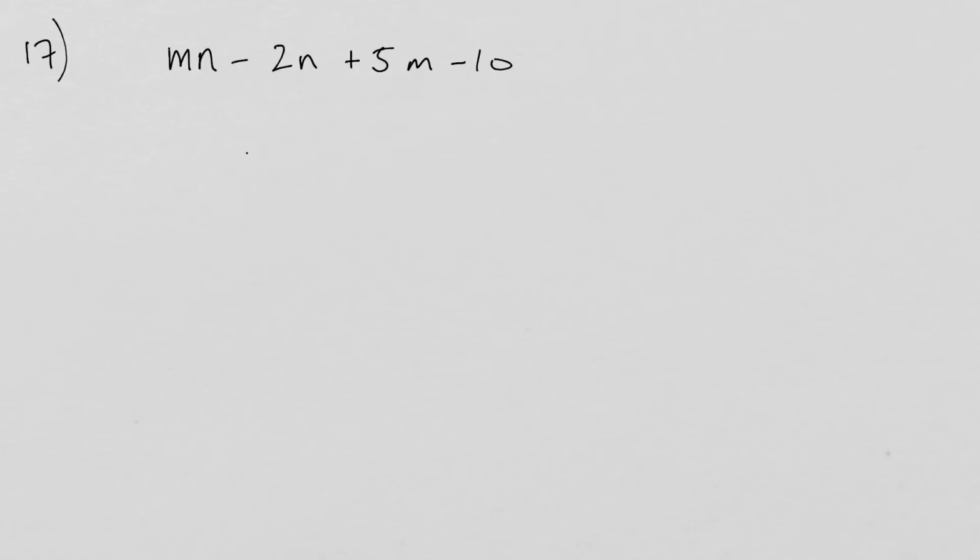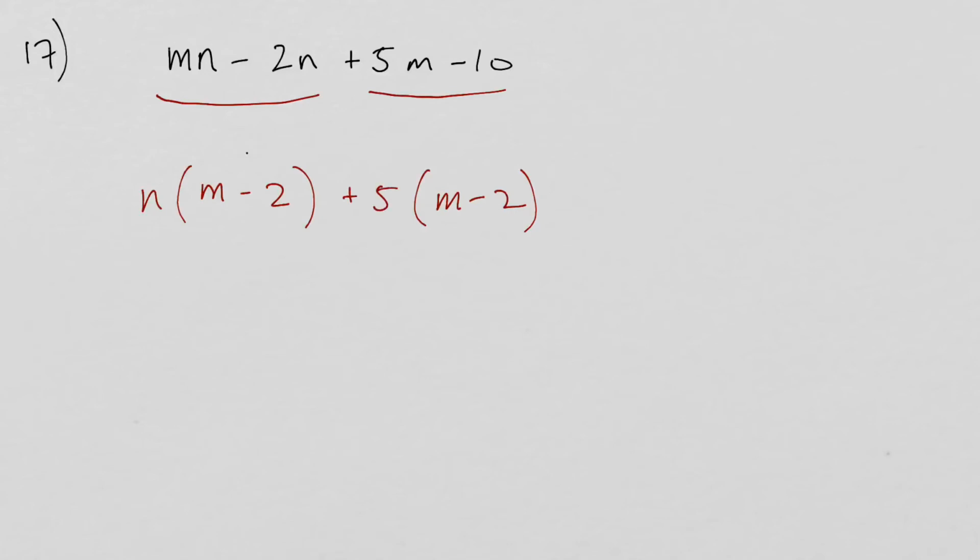Okay, here we have 4 terms, none of them are squares, so I'm going to factor by grouping. I'll take these first 2 and group them together, and I'll pull out an n. I'll be left with m minus 2. Remember, the easiest way to do this is leave a big space and put m minus 2 down again, because you know you have to leave that behind, and then think about what you had to factor out to do that. So it's got to be a positive 5.